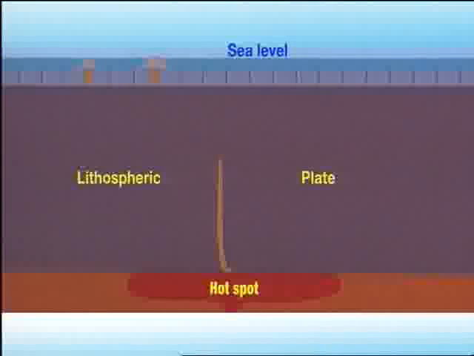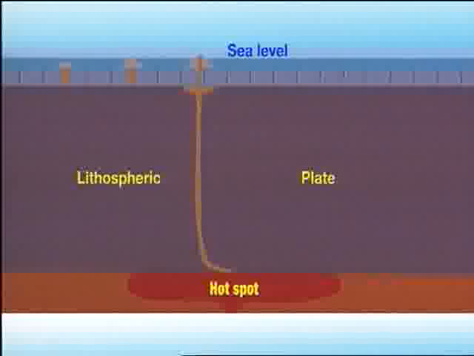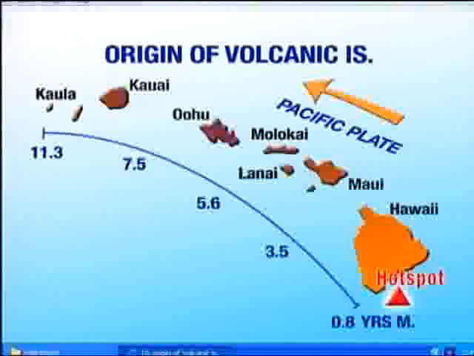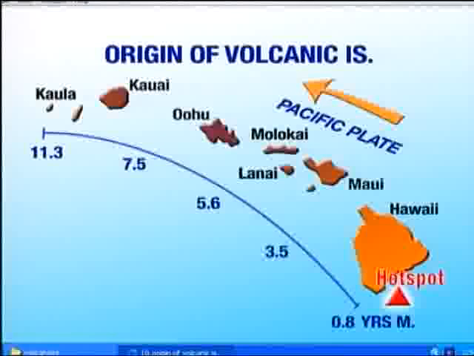So the hotspot remains static, the lithospheric plate moves, and a chain of islands is formed, as you can see in this diagram. This is how the islands of Hawaii have been formed. This diagram explains the origin of the islands of Hawaii as hotspot volcanoes. What we see in this diagram, the Pacific plate is moving towards the northwest, and then there is the presence of a hotspot.